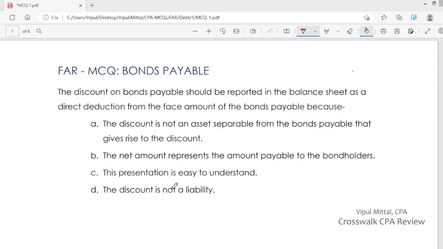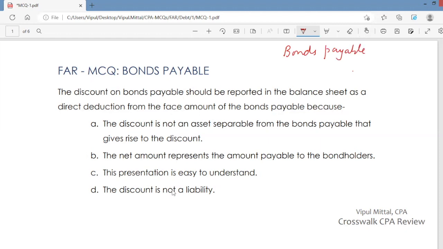So how do you present bonds on the balance sheet? Report face amount, and from face amount you deduct discount, and you get net amount.